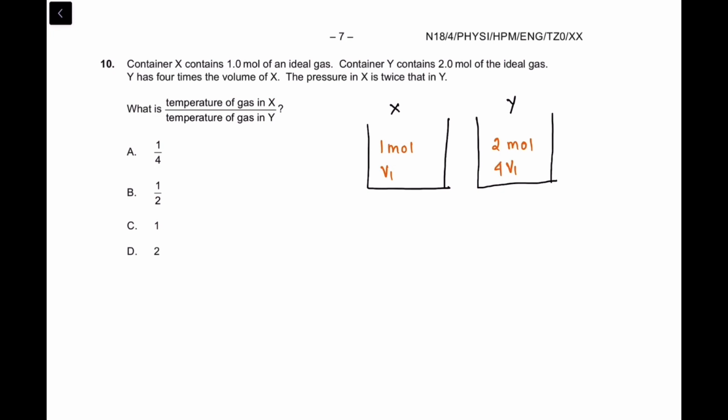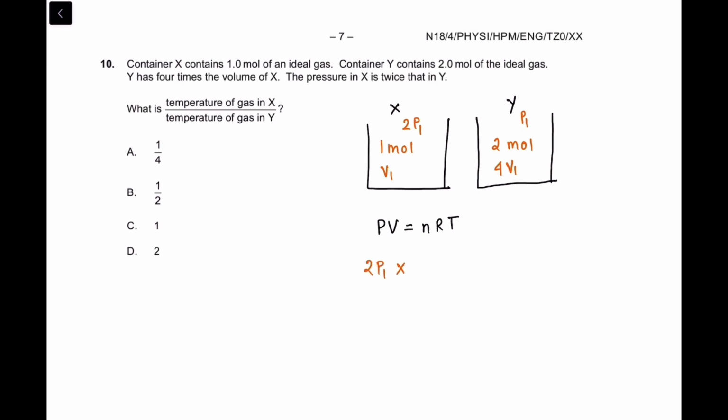So that means over here, if pressure is P1, over here the pressure will be twice of P1. Why? Because the pressure is twice in X than in Y, right? Now what is the temperature in gas X divided by the temperature of gas in Y? So now applying the equation PV equal to nRT for the first container, that is container X. What is the pressure? The pressure in the first container is twice of P1.